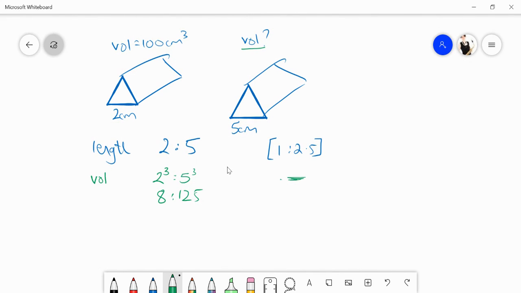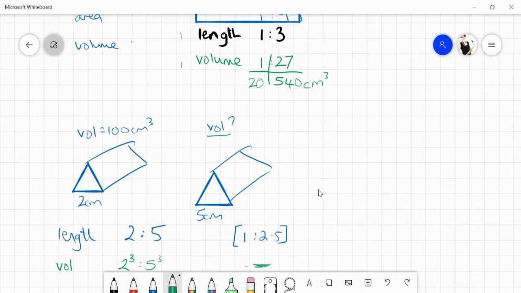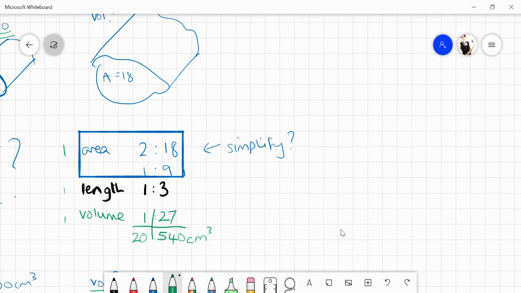Now I've got the ratio of the volumes and I've got a specific volume measurement. I can stick my volume measurement in for the smaller shape, which was a volume of 100. And when I put that in my grid and find the missing value, I end up with a volume of the larger shape of 1562.5 centimeters cubed.